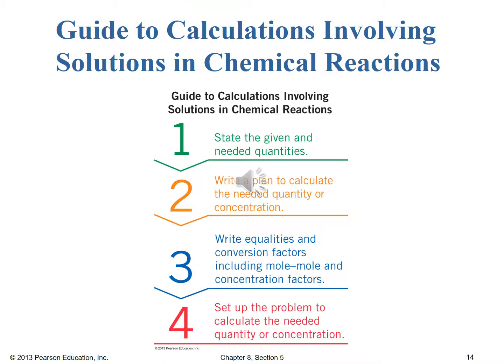For step 2, we'll write our plan to calculate whatever the needed quantity or concentration might be. Moving on to step 3, we can write our equalities and conversion factors, including mole, and concentration factors from the balanced chemical equation. And then finally, now in our 4th step, we're ready to set up the problem to find our needed quantity or concentration, whatever it may be. So very typical setup for what we've been using in this course is our guides, and hopefully it's one that's not too difficult to extend to solution chemistry.